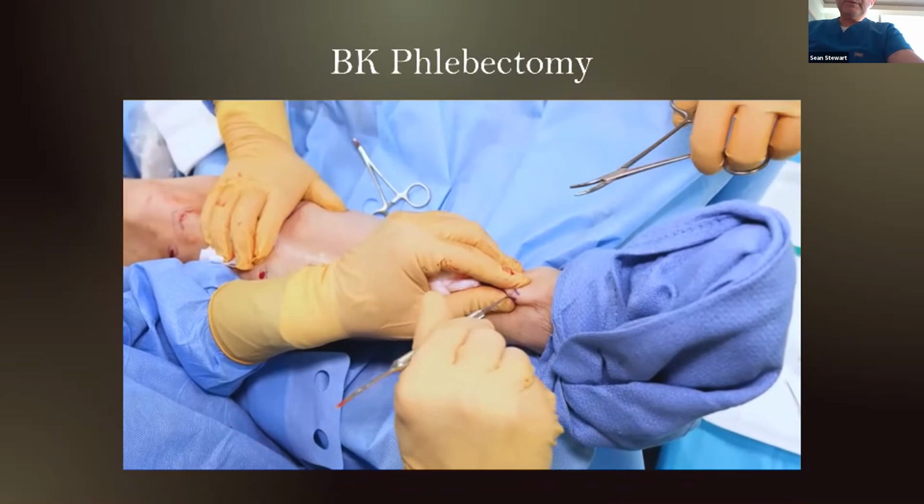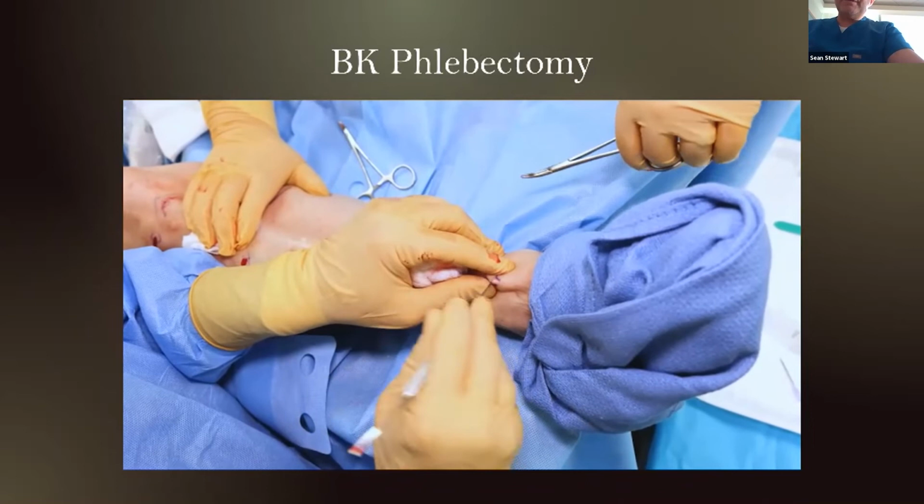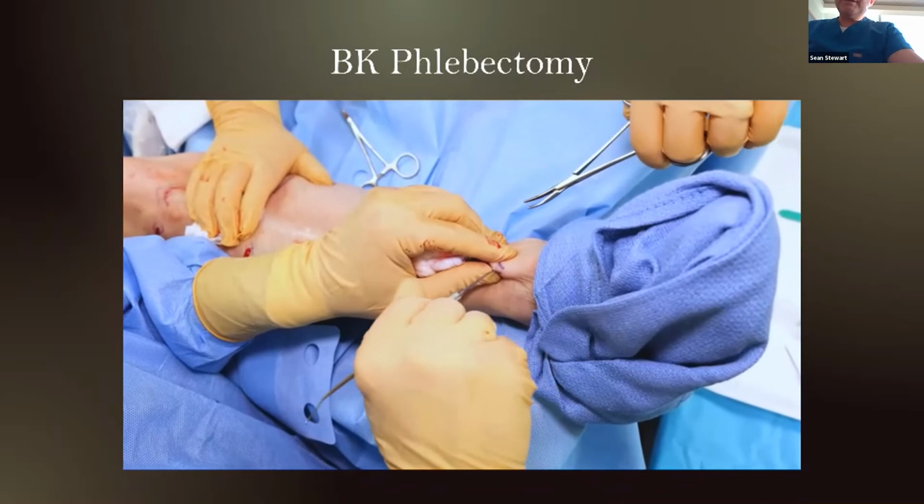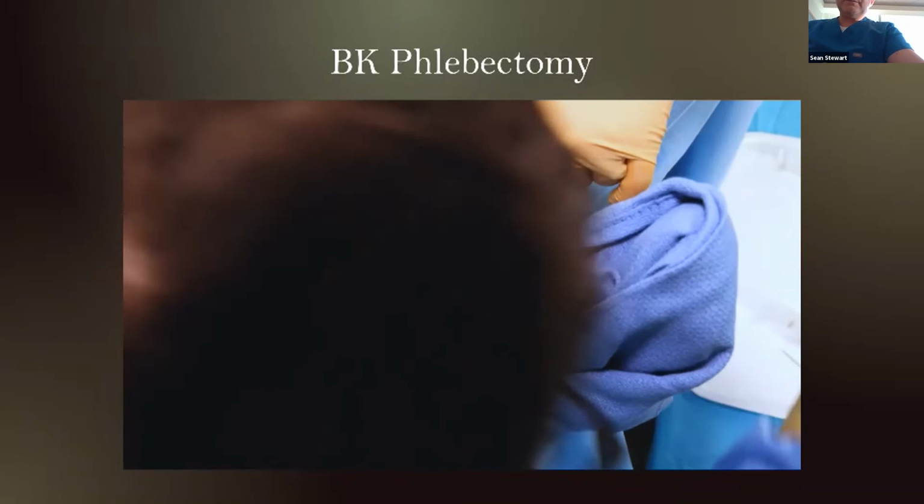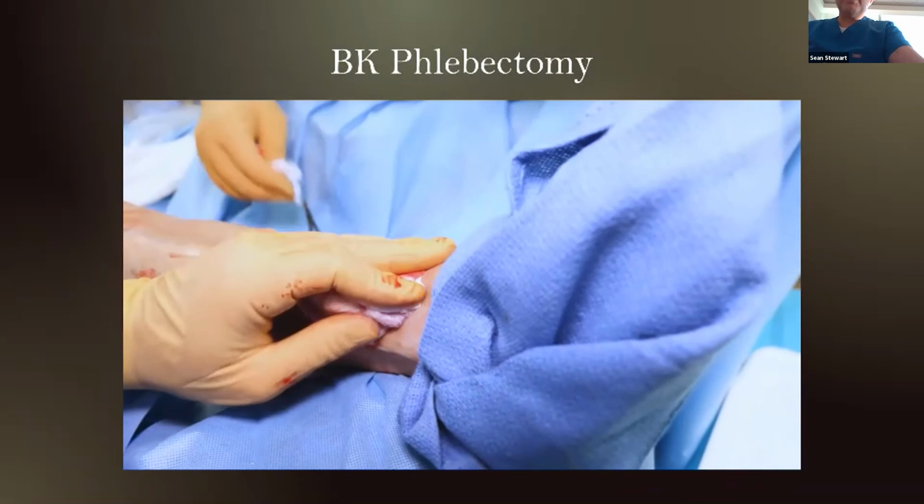You don't need to. It's nice if you can pull out a large segment of the vein, but just doing the interruption is adequate. And here we just do a simple interruption over the bony structure.